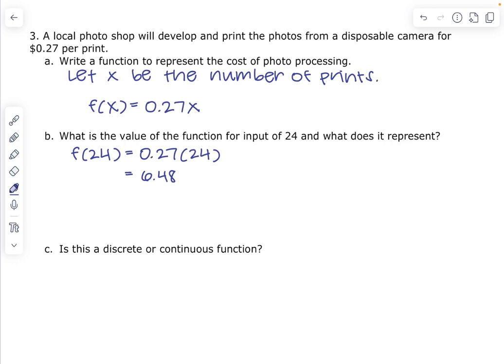Okay, what does this mean in the context of the situation? Well, we said that x is the number of prints. So since we replaced x with 24, that means we're getting 24 prints. And the output in this case is our total cost, right? So this means it will cost $6.48 to print 24 photos.